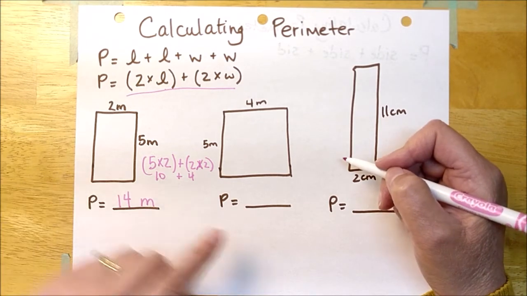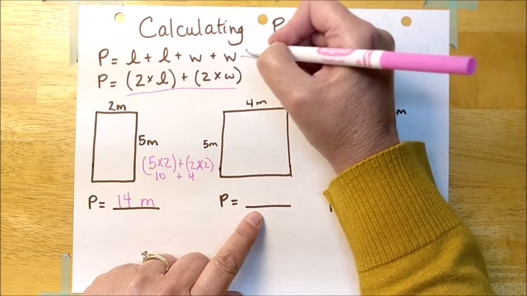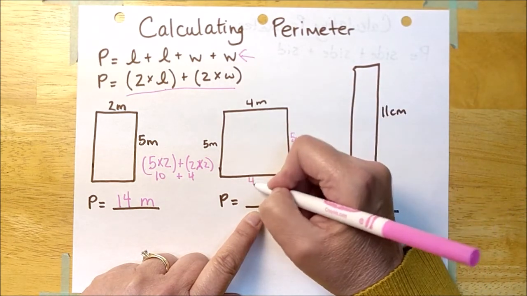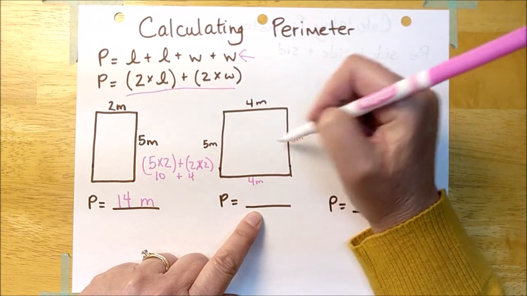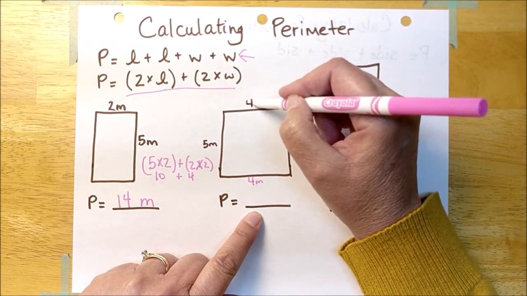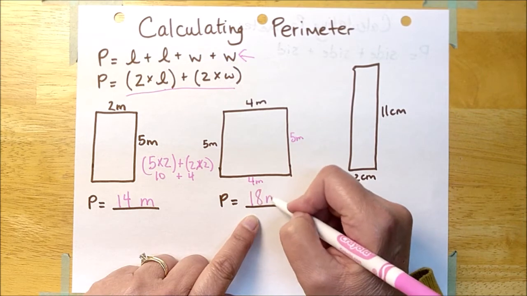I figured it out that way. This one, I'm going to say I want to use that way of figuring it out. So I know that that's 5 and that's 4. So I'm going to say 5 plus 5 is 10. 10 plus 4 is 14. 14 plus 4 is 18 meters.